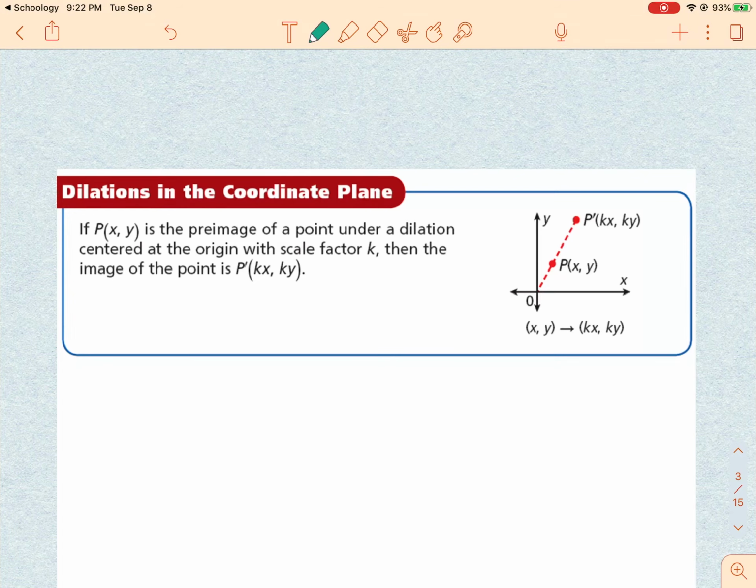So what we actually do is, if we have a scale factor of k, we simply multiply the x value by k and the y value by k to get our new point. So if our point was P, then we get P prime after multiplying by k.